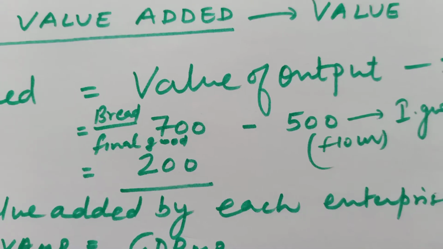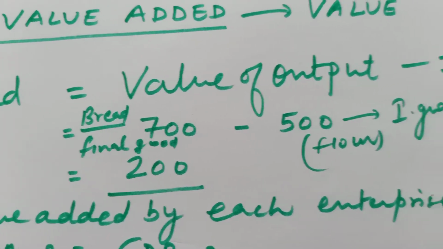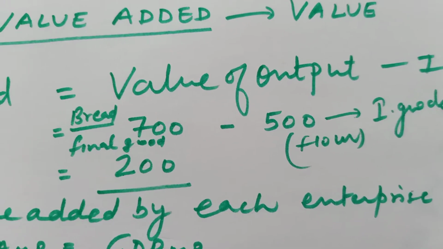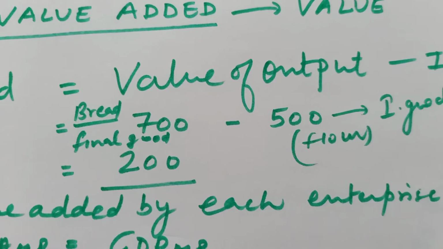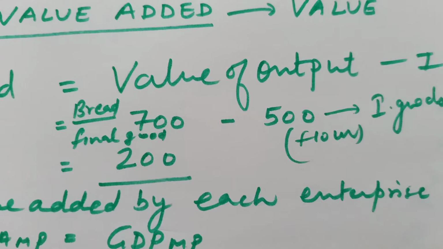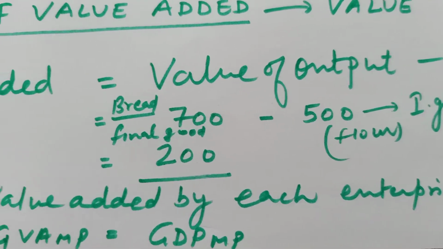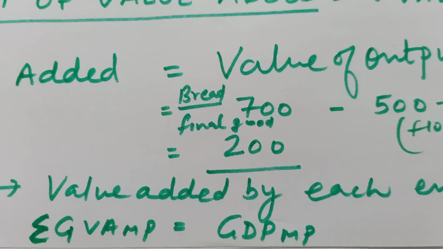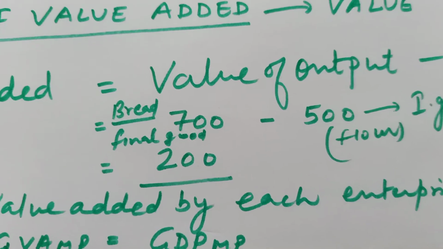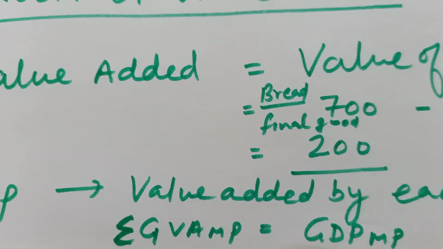So I have taken one example here. The value of output of bread is 700, and the intermediate cost, the value of inputs, is 500. Whatever we have used for making this bread will be known as intermediate good, and the bread here is the final good. So here you can see 700 minus 500 is 200. This 200 that has been added is known as value added.